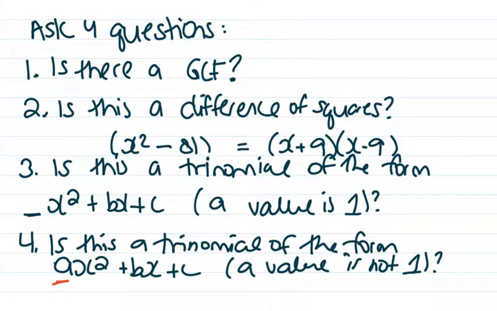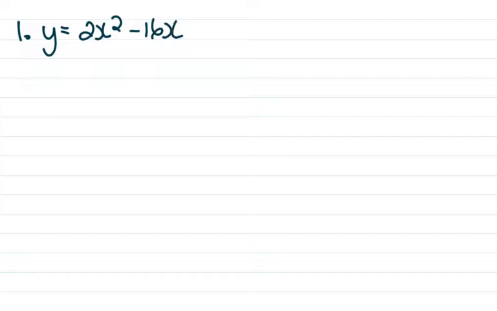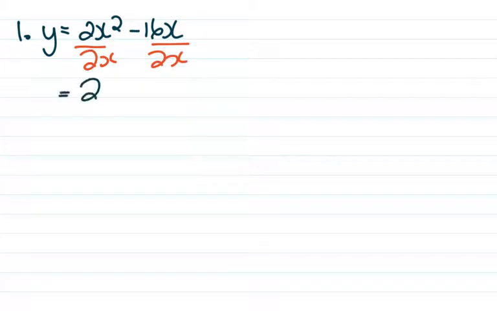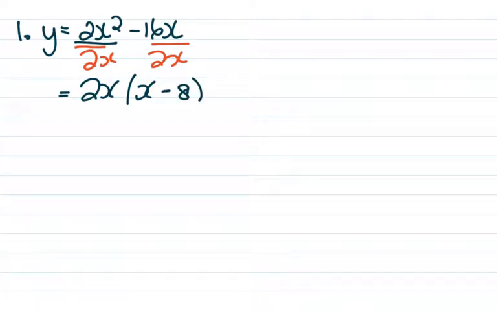All right, so let's do some examples with these questions. So number 1, y equals 2x squared minus 16x. So the first question we ask is there a greatest common factor? Is there a number we could divide out of both terms? And in this case, both terms are divisible by 2 and by x. So we'll divide each one by 2x. We need to place that 2x in the front of our equation now. 2x squared divided by 2x is just x. And 16x divided by 2x is 8. And we're subtracting. So now this is completely factored.